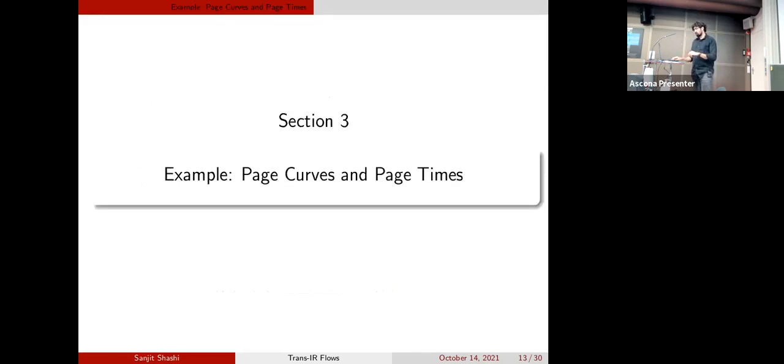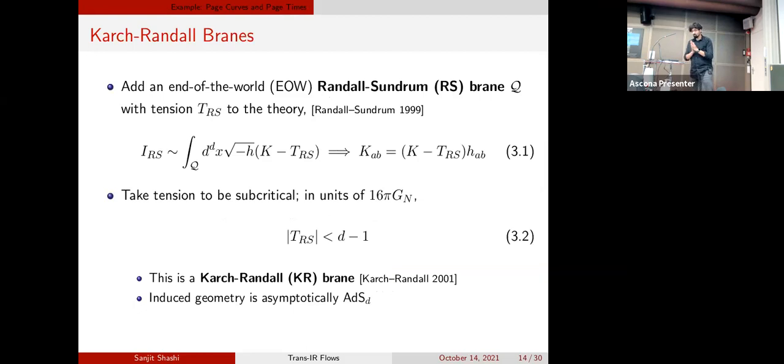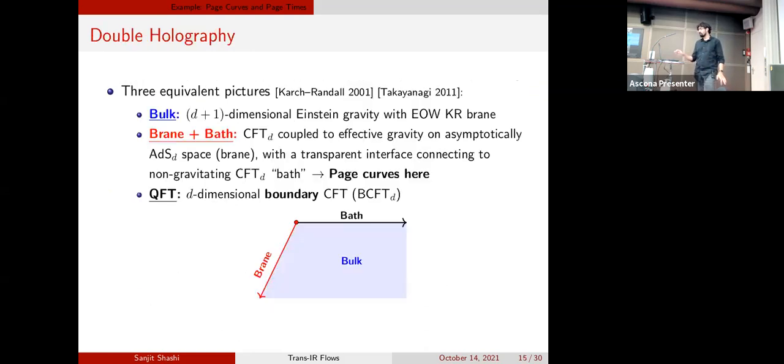Okay, so let's talk about our existing work. I'm going to start by just reviewing doubly holographic models real quick. So when we have our theory of Einstein gravity, we can add an end of the world Randall-Sundrum brane to the theory as well. And it's going to be characterized by some tension. Now, if I take the tension to be subcritical, then I get something called a Karch-Randall brane. The induced geometry on such a brane will asymptotically be AdS-D. So I have just an AdS-D geometry on the brane.